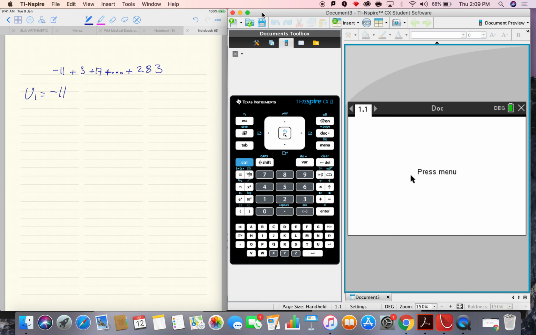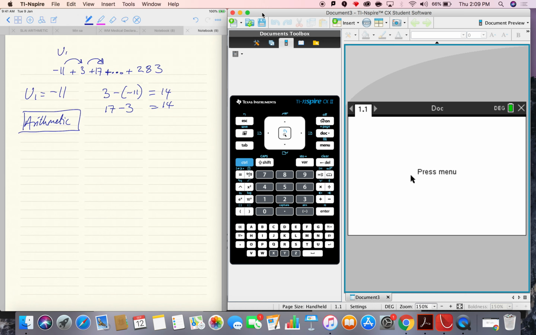Well, the easiest thing to check is obviously if it's got a common difference. It looks like this goes up by 14, this goes up by 14. If you're not too sure, 3 subtract negative 11, 17 subtract 3. So we subtract successive terms, and this is 14, and this is 14. So it's arithmetic. Okay, so that's the important first step. We know it's arithmetic.